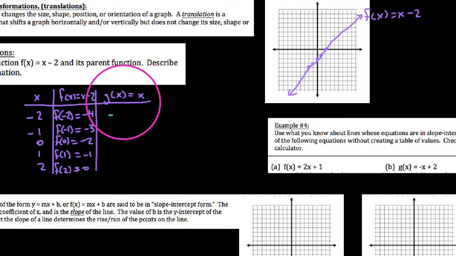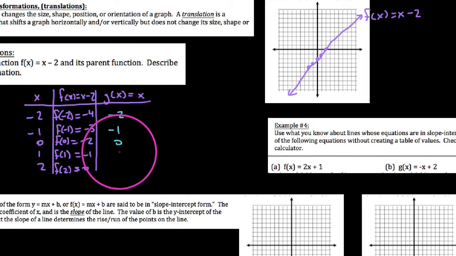So if we plug in negative 2, then g of x is just negative 2. If we plug in negative 1, we get negative 1, and 0, and 1, and 2. We'll go through and now graph these ordered pairs.